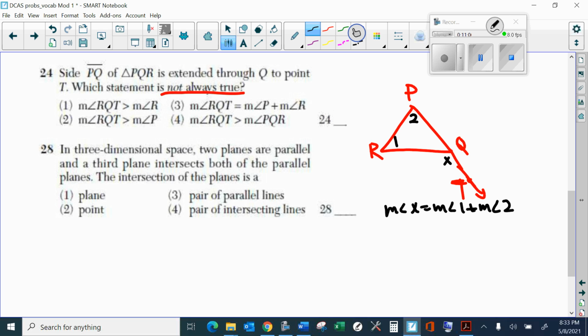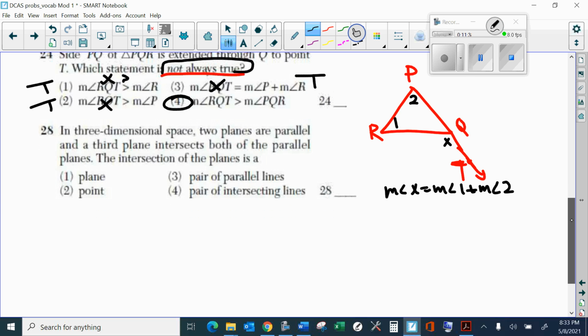Okay. So the measure of angle RQT, which is our X, has got to be greater than the measure of angle R. Yes, that's true. Always. Angle RQT, which is X, is greater than P. Yes, that's true. Always. So we're looking for one that's not always true. RQT, which is X, equals P plus R. That's always true. So therefore, this one's not always true.